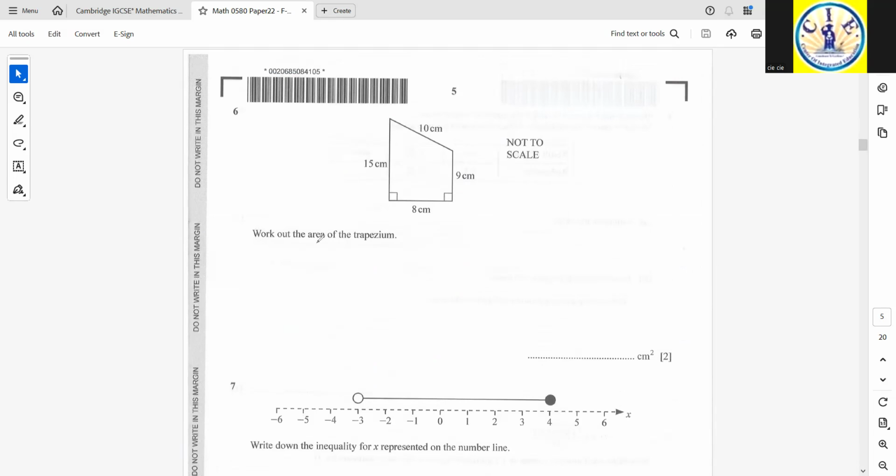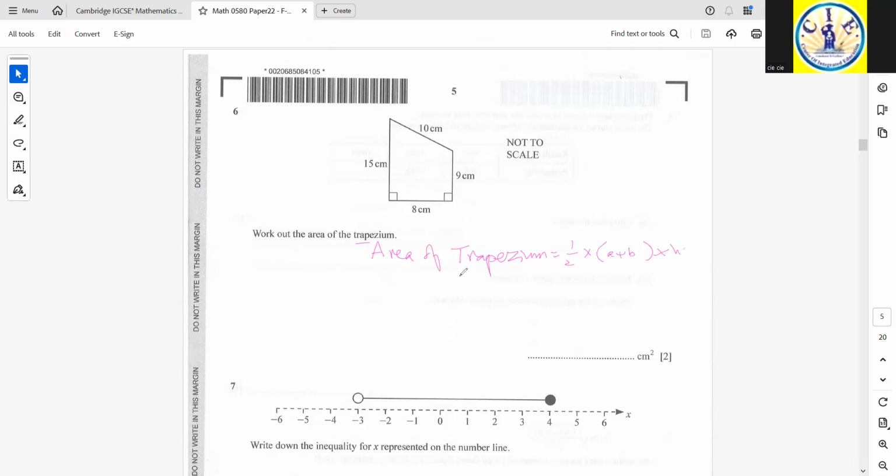It's question number 6 now. Work out the area of the trapezium. We know that the area of the trapezium is given by the formula half times the sum of the parallel sides, that is a plus b, times h.